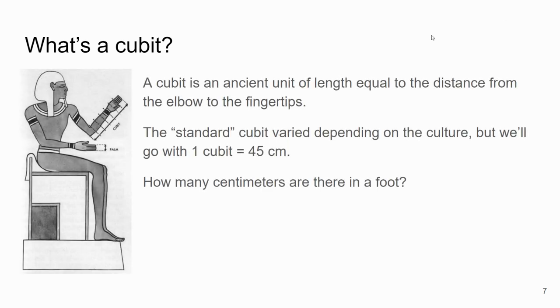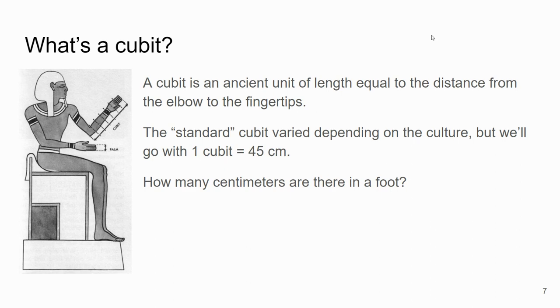So what is a cubit? A cubit is an ancient unit of length equal to the distance from the elbow to the fingertips. That's weird. So here we have this Egyptian person demonstrating for us what a cubit is. A standard cubit, in scare quotes, varied because people have different size arms and different distances from their elbows to their fingertips. But let's go with one cubit is about 45 centimeters.